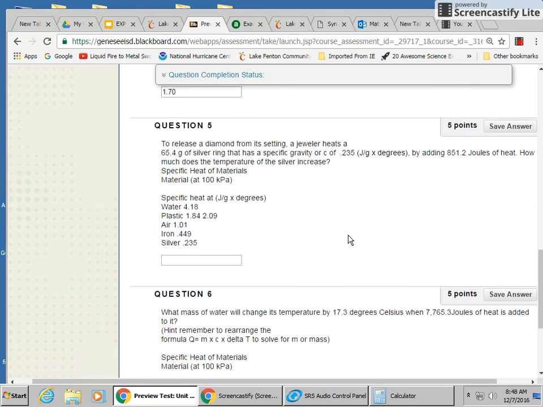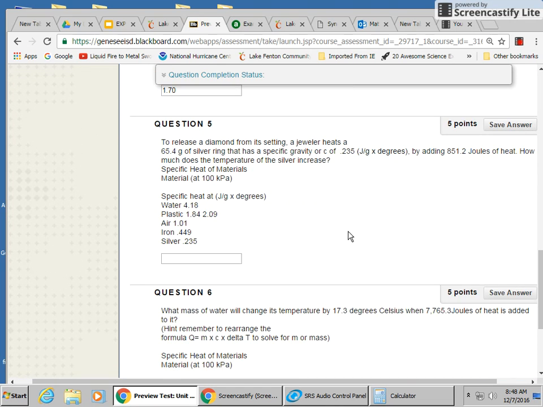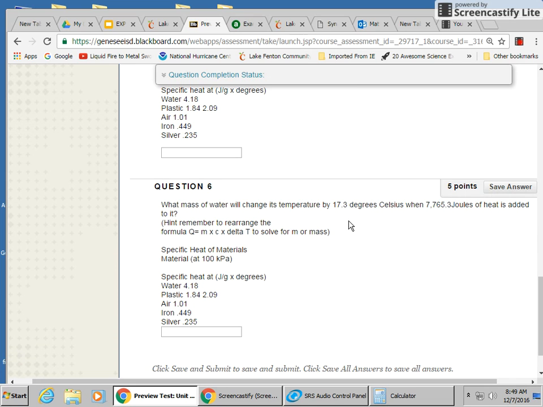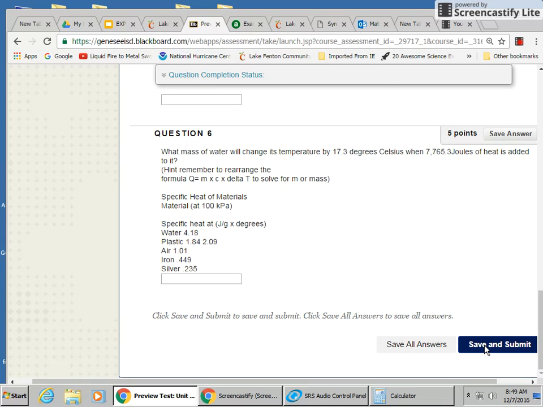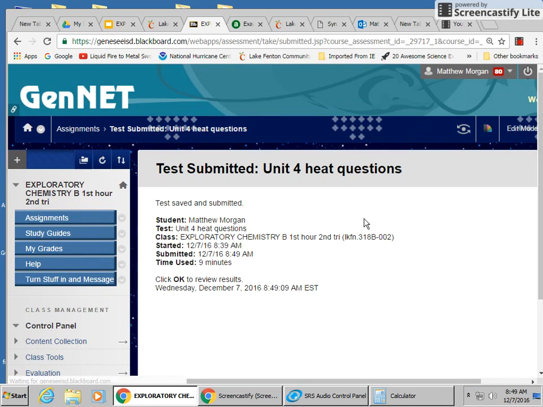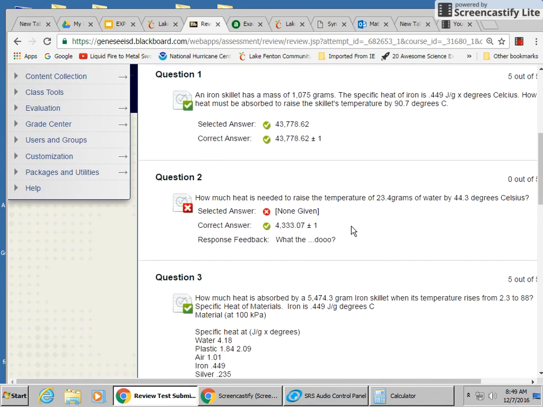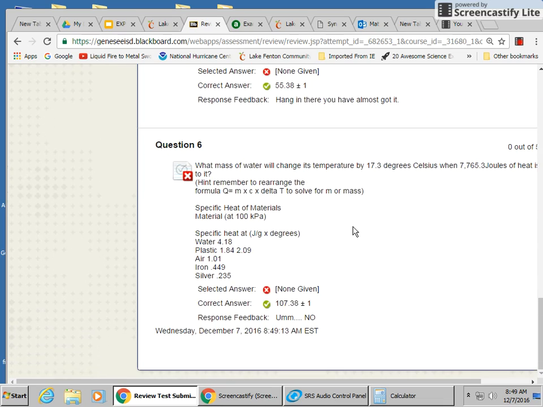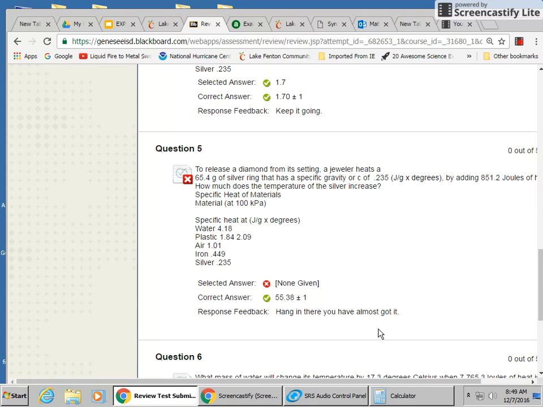So on here, and then you just have those two questions left, which are the exact same thing. You just have to solve for delta T and or solve for mass. It's the same thing. So on here, let's take a look, see what we got. Okay, and that's it.